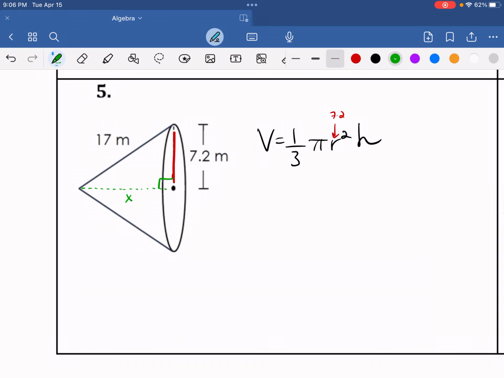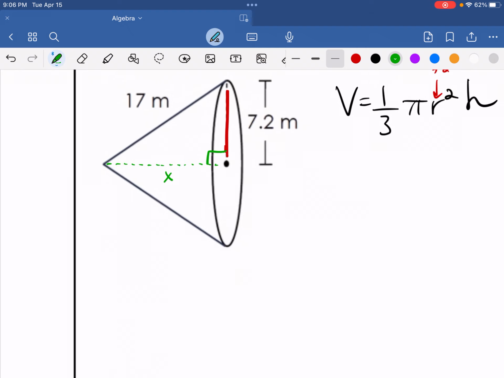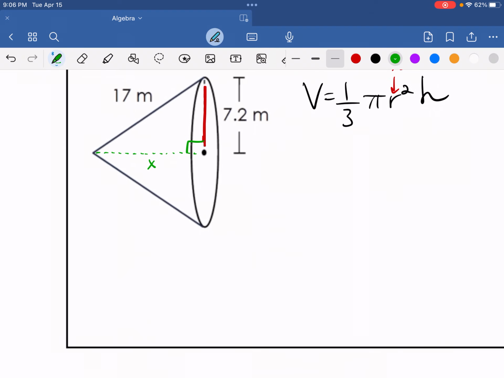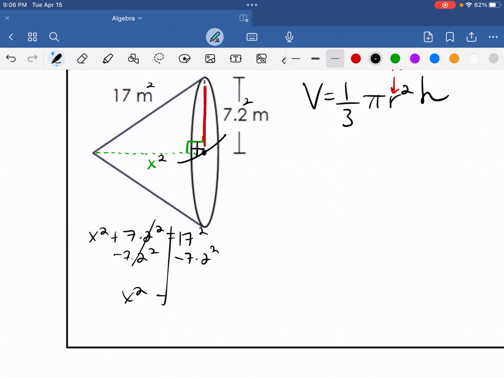So we need to make a right triangle, and then we need to do Pythagorean theorem. So hopefully you can see the right triangle now. We are going to put a plus sign in the 90, so it means we add these two. They all get squared. So it's x squared plus 7.2 squared equals 17 squared. Okay, we subtract 7.2 squared. We plug this into the calculator: 17 squared minus 7.2 squared.